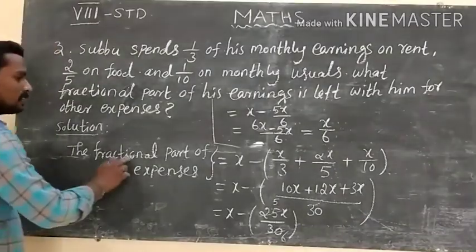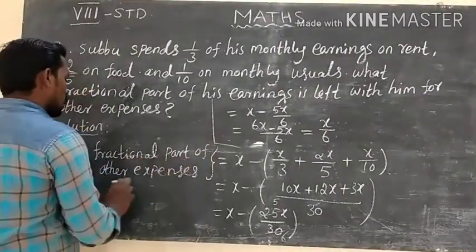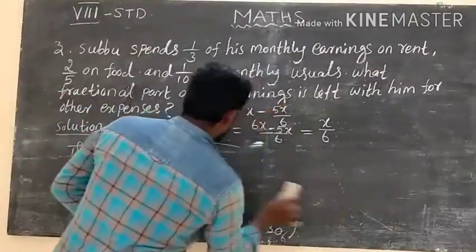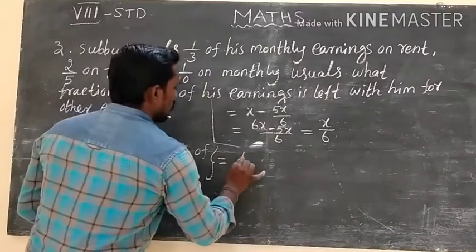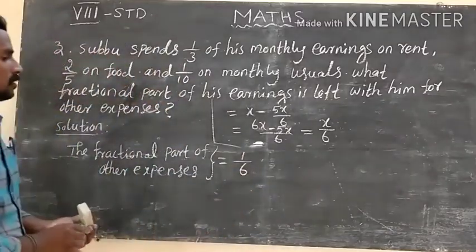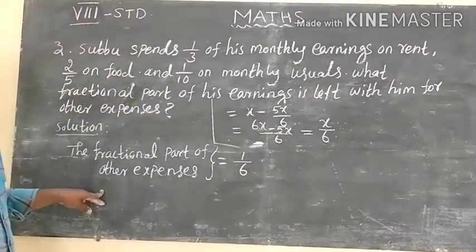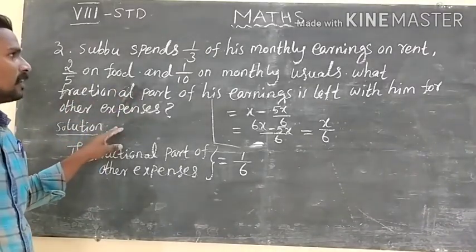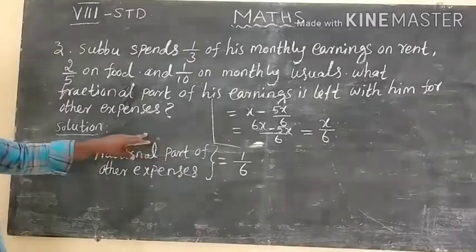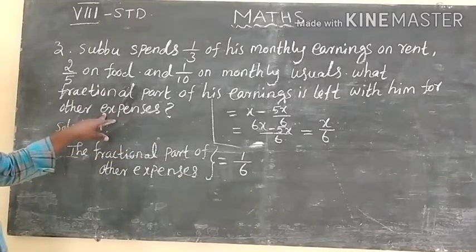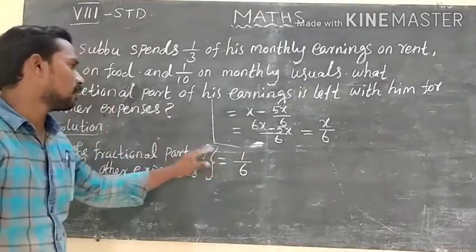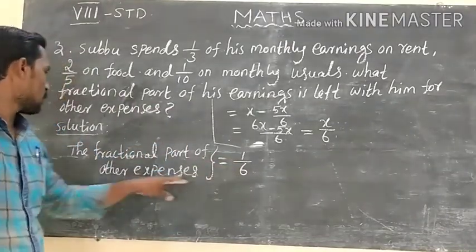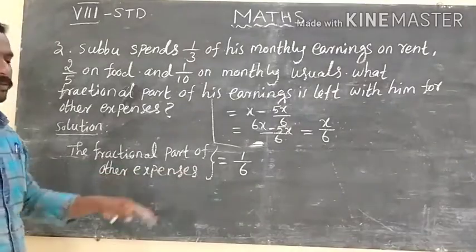Therefore, the fractional part of other expenses is equal to 1 by 6. Have you understood the question? The whole part is not given, so I took the assumption that x is the monthly earning, and the expenditures are all subtracted from the whole part. We get the remaining portion. This 1 by 6 fractional part is the other expenses.